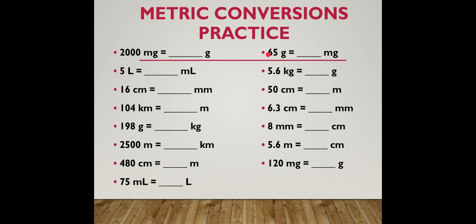The opposite thing here is we've got 65 grams. That's our base unit. That's usually in our mnemonic device. And we're trying to get to milligrams. So we're going to be then jumping 1, 2, 3 to the right, adding our zeros.